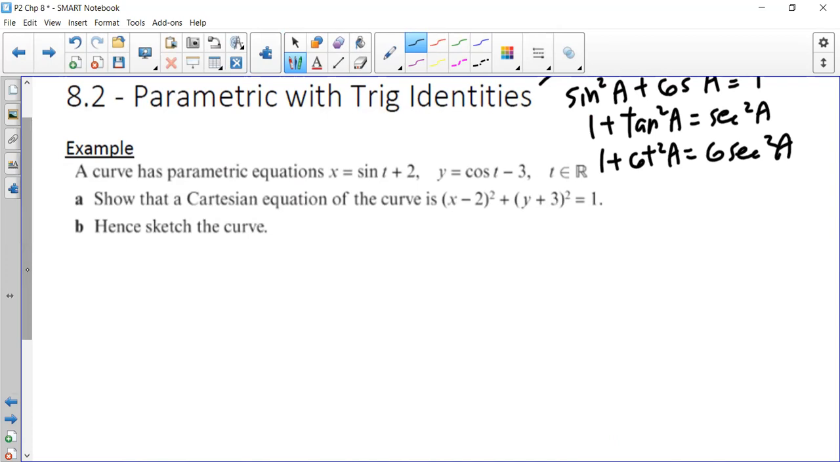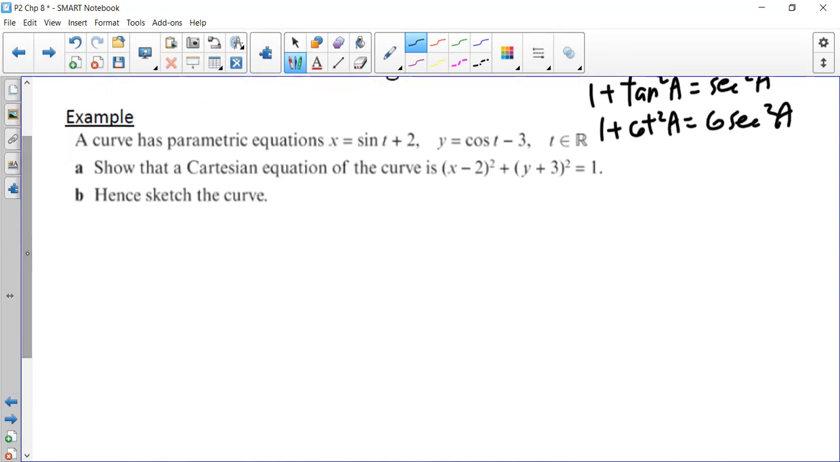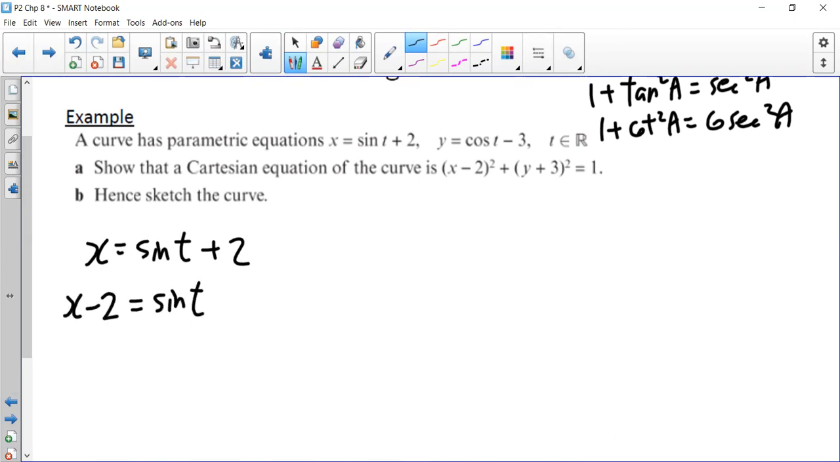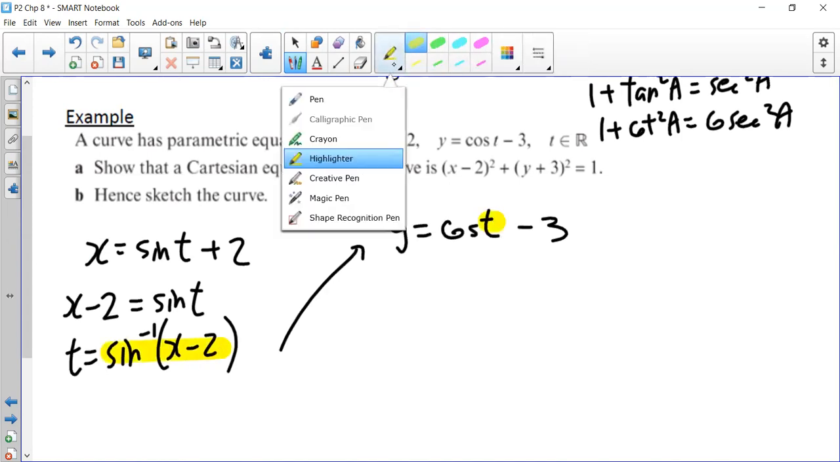Now I'm going to show you the wrong working out. Let's say we start from x equals sin t plus 2. We'll try to make t the subject. So x minus 2 equals sin t. Now to make t the subject, we're going to take inverse sin of x minus 2. Here comes the problem. If we try to substitute into y, so y equals cos t minus 3, we are going to substitute this t into here.